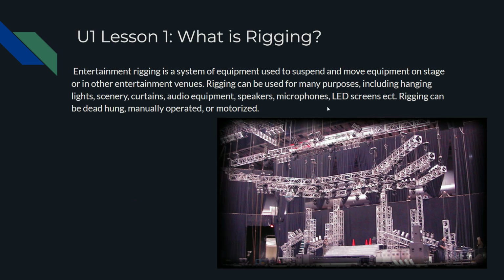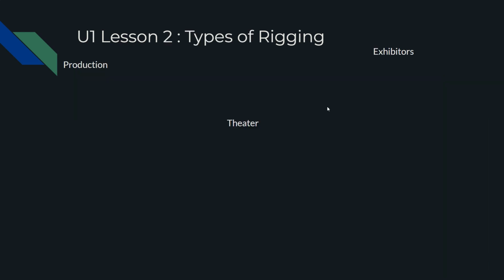Unit 1, Lesson 1. What is rigging? Entertainment rigging is a system of equipment used to suspend and move equipment on stage or in other entertainment venues. Rigging can be used for many purposes, including hanging signs, scenery, curtains, audio equipment, speakers, microphones, LED screens, etc. Rigging can be dead hung, manually operated, or motorized.